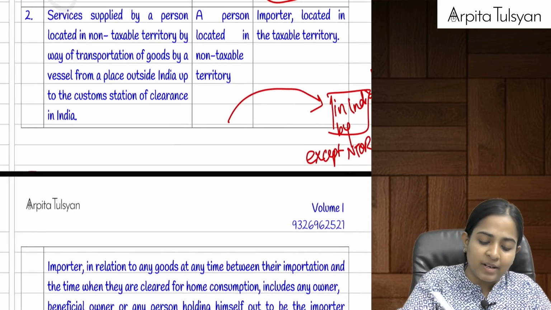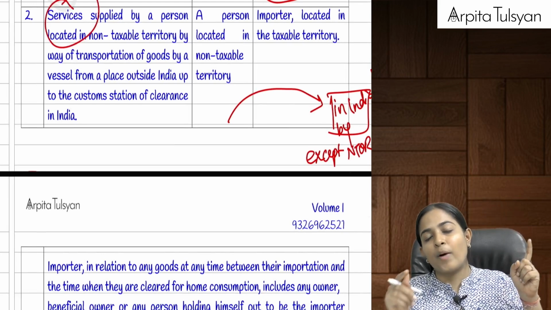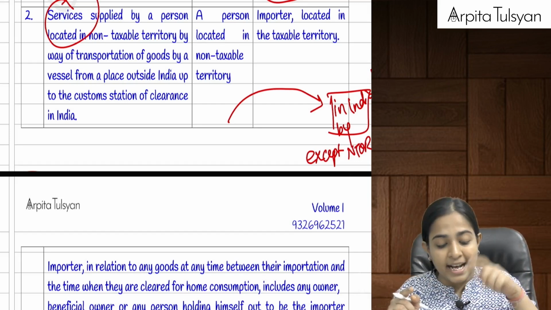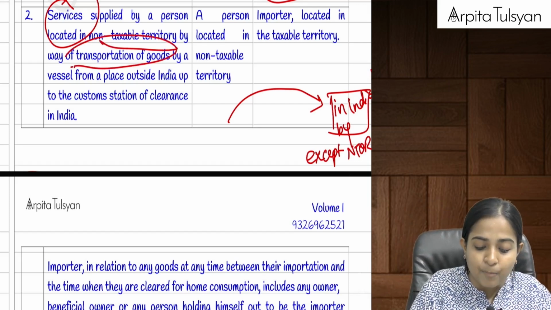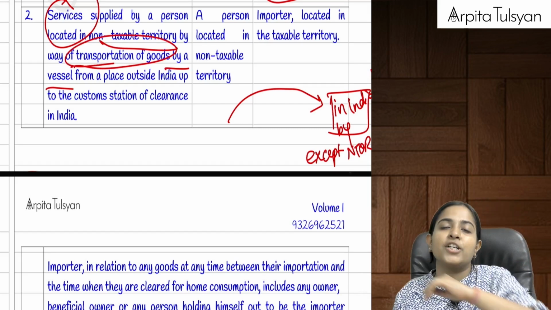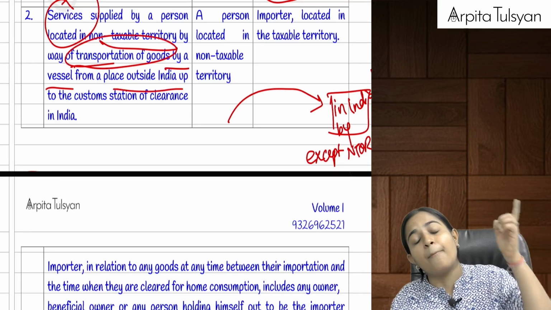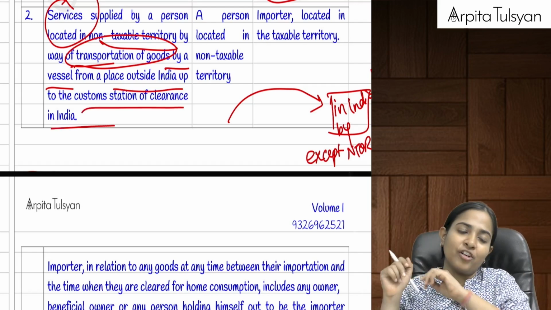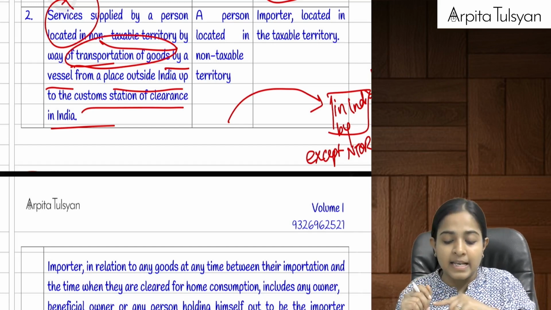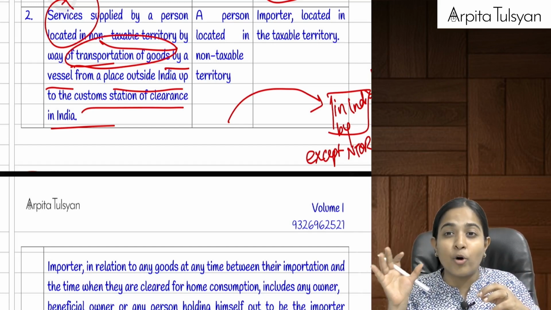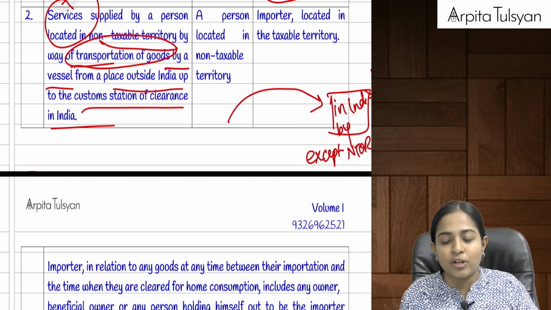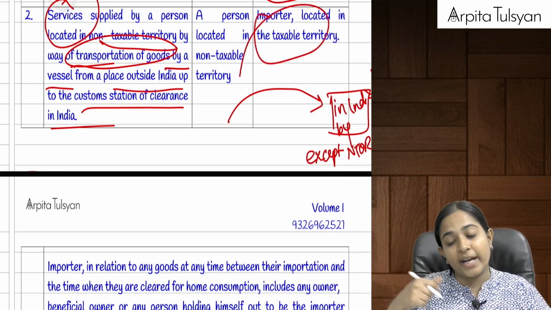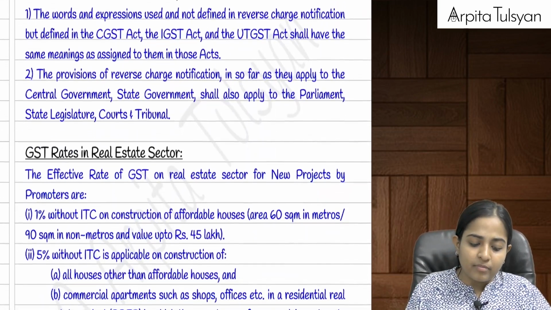Similarly, next one, a specific service. Again, it is importation of service. Any services provided by a person located in a non-taxable territory, that is, located outside India, by way of transportation of goods by a vessel from a place outside India up to a place here in India, that is, up to the customs station of clearance here in India. Goods are coming by way of vessel, and he is providing us the transportation services. Then the importer of the goods is required to pay the consideration for that particular service. The responsibility to pay the tax is on the importer who is located here in the taxable territory. Are you clear with this?